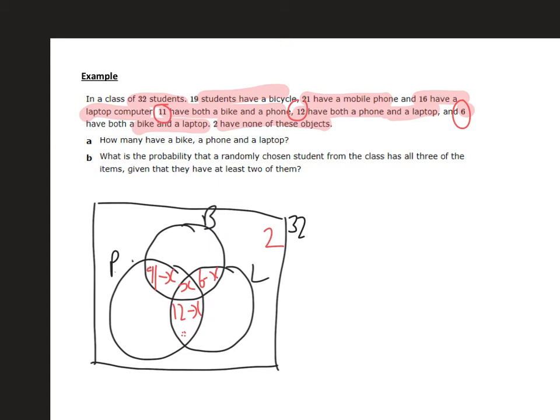It says 19 people have a bicycle. So I know that this circle here, the bicycle, should add up to 19. Well, if I look at what I've got already, I've got 11 minus X, 6 minus X, so that's 17 minus 2X, plus X, so that's 17 minus 1X. So to get to 19, I need 2 plus X. So that now adds up to 19.